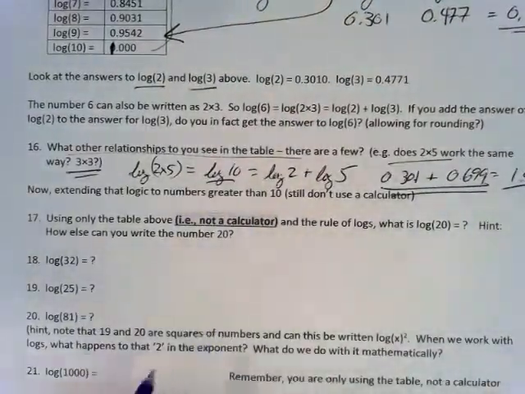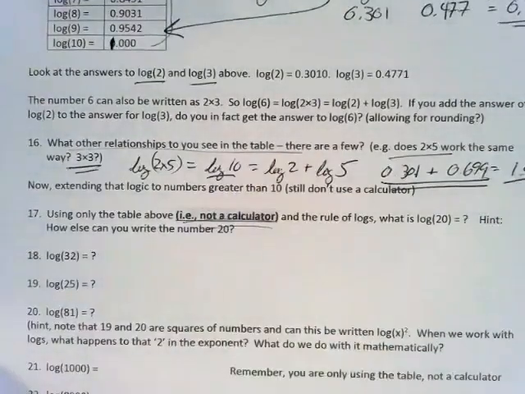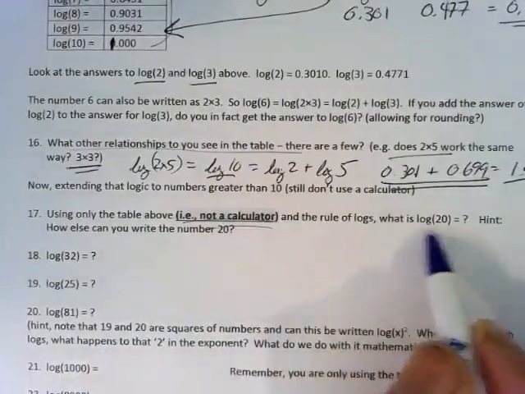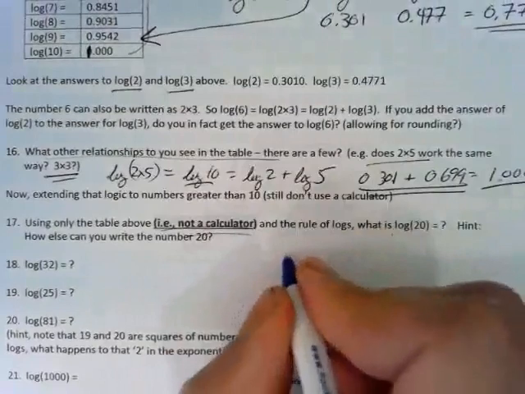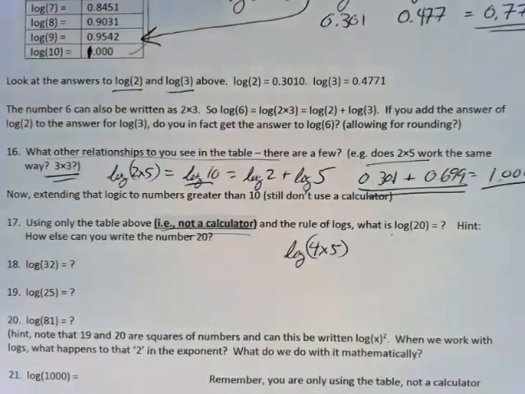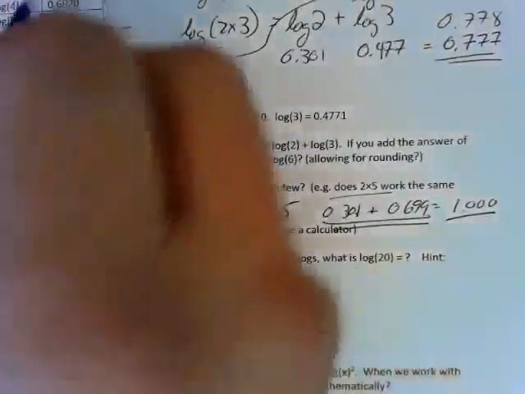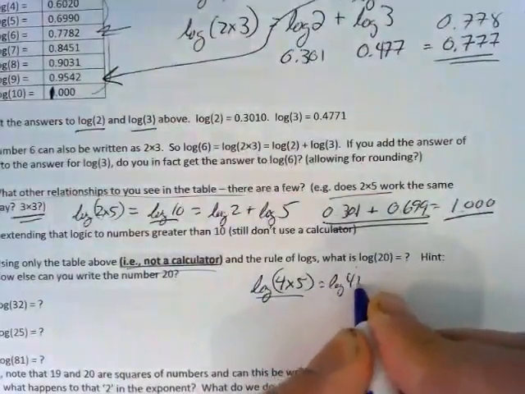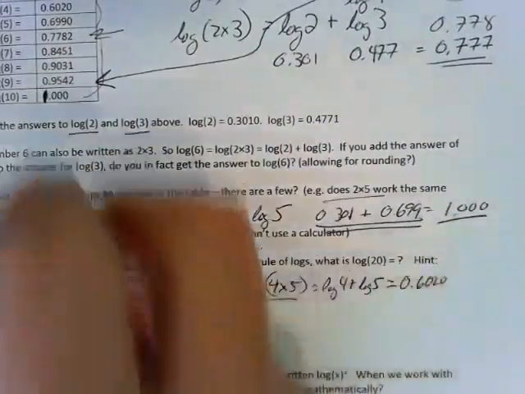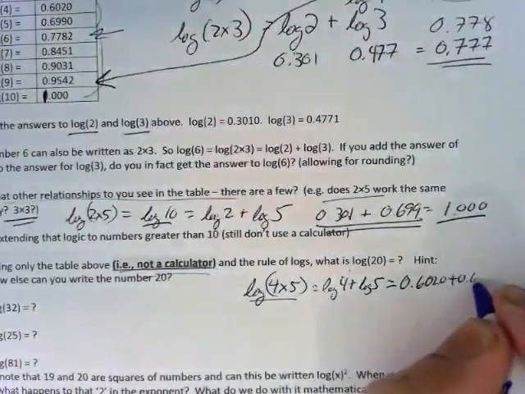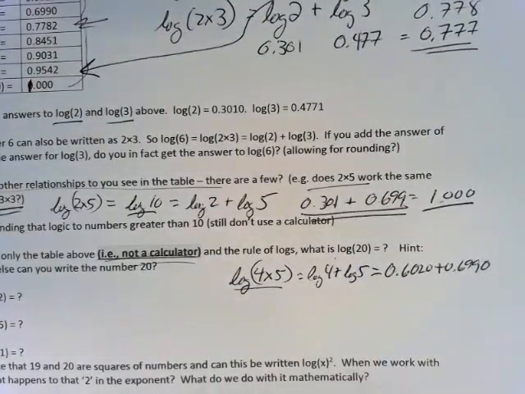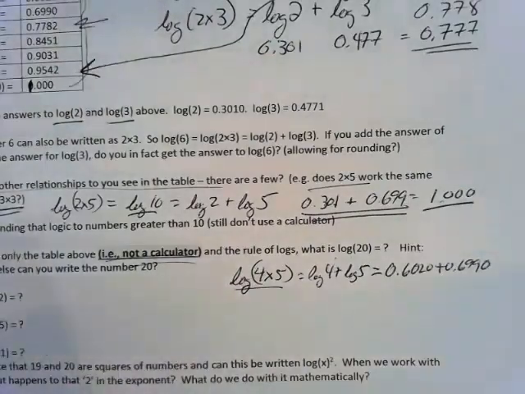So now let's extend that to numbers greater than 10. Again, the challenge here was not to use a calculator. So using only the table above and the rule of logs, what is the log of 20? Well, a couple ways to think about this. You could think of the log of 20 as the equivalent of the log of 4 times 5. The log of 4 times 5 is the log of 4 plus the log of 5. The log of 4 is 0.6020. The log of 5 is 0.6990.